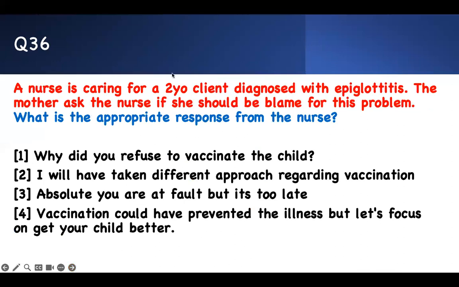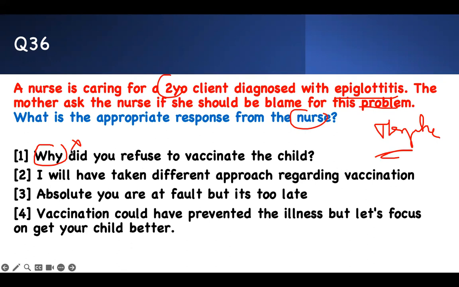Number 36. What is the appropriate response from the nurse? The nurse is caring for a 2-year-old client diagnosed with epiglottitis. The mother asks the nurse if she should be blamed for this problem. Be therapeutic. Don't be mad. Just be therapeutic. Why do you refuse to vaccinate the child? A why question is wrong. He's not going to answer.